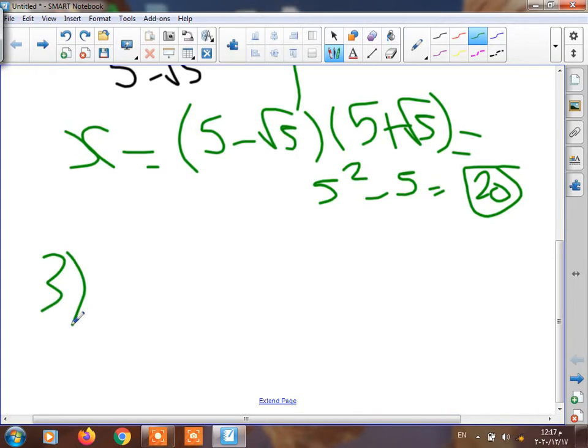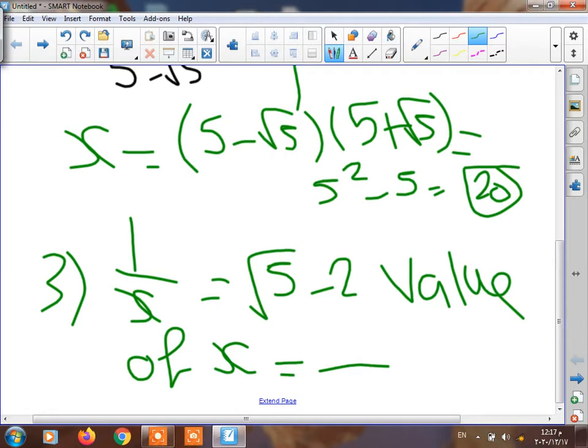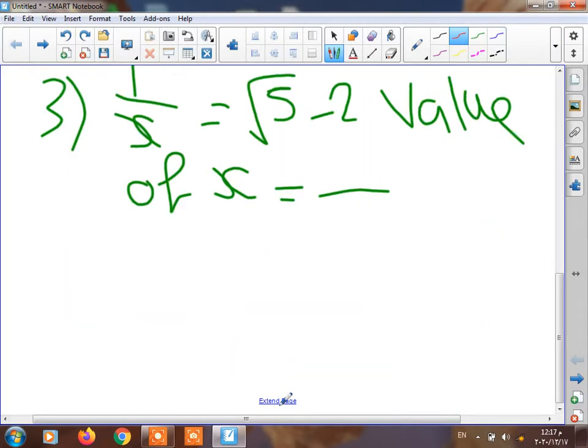We have 1 over x equals root 5 minus root 2, and he needs the value of x. To find x, change the root 5 minus root 2, consider it over 1, and you will make the multiplicative inverse. Change numerator and denominator, or find the reciprocal of root 5 minus root 2.